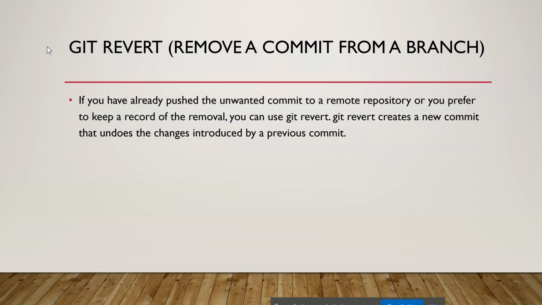Okay, so now what is git revert? Let's say you moved this commit, but there were some issues and now you want to revert a commit from that branch. If you have already pushed the unwanted commit to a remote repository, and in our case we pushed this to a remote repository, you can use the git revert command. The git revert command creates a new commit that undoes the changes introduced by the previous commit.